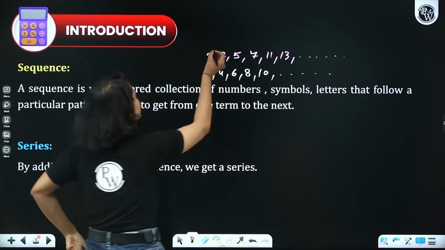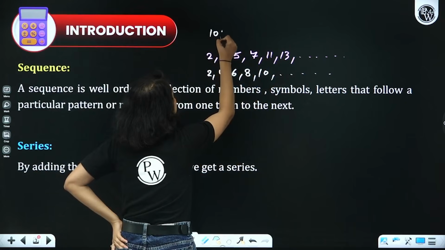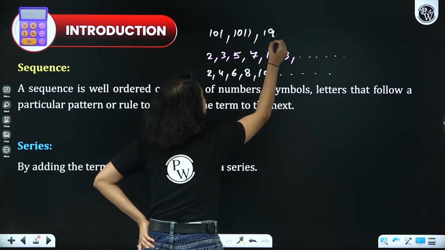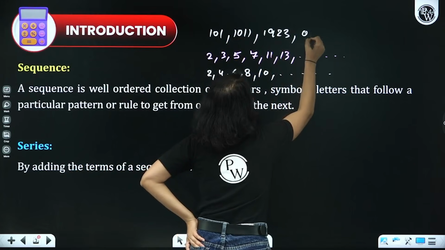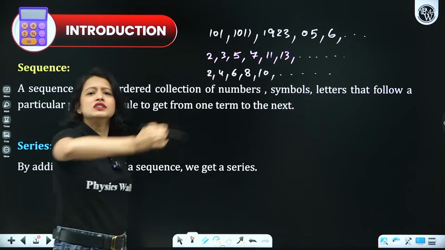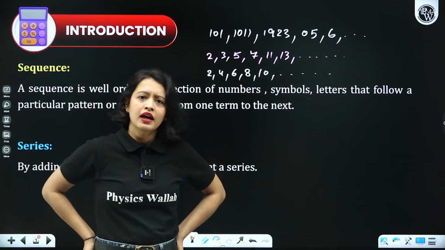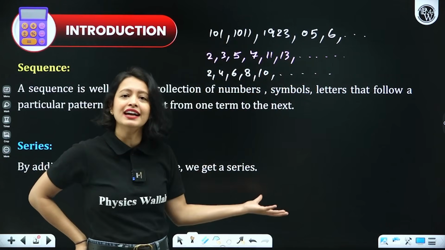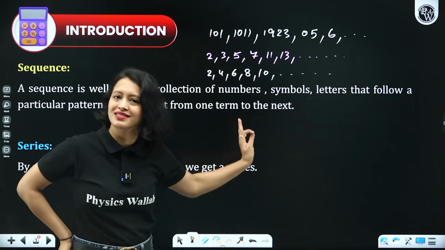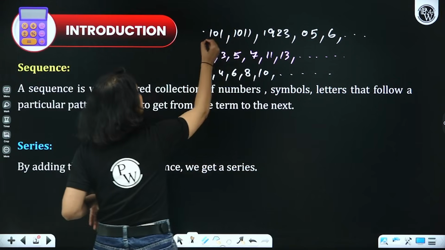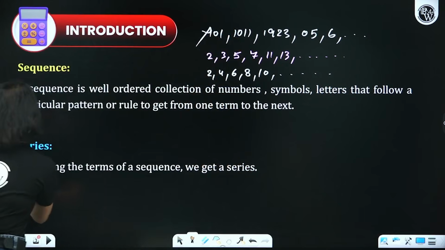If I write something like this: 1, 0, 1, 1, 0, 1, 1, 1, 9, 2, 3, 0, 5, 6 and so on. Now here guys, is any logical pattern being followed? No, right? I have just written random numbers here. So this is not a sequence. I've just written a random list of numbers. Got it? Understood? Chalo. Now, what do you mean by series?